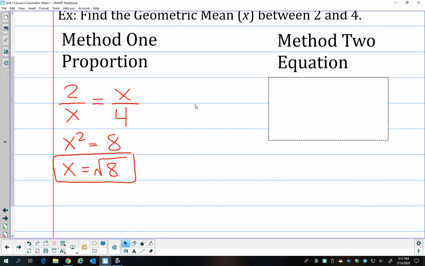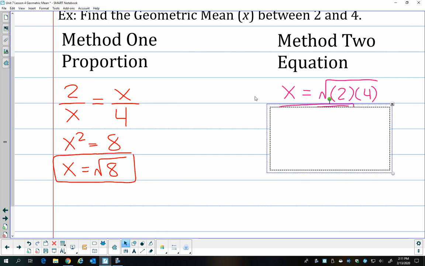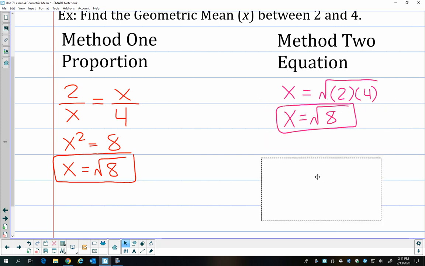So we can sort of skip that step in a way and just write the geometric mean as the square root of those two numbers multiplied and get the same value. It's important to understand that we can do this as a proportion. As you might guess, we're going to be doing that with some triangles. We've been writing lots of proportions so far this unit as triangles are related.